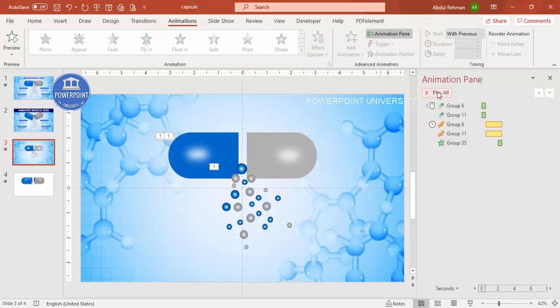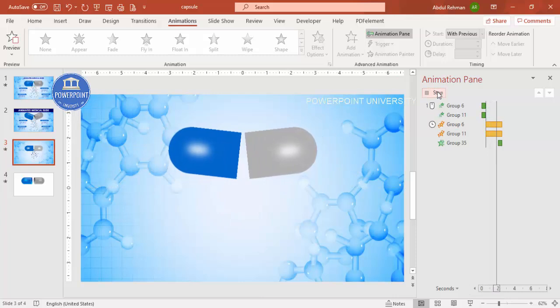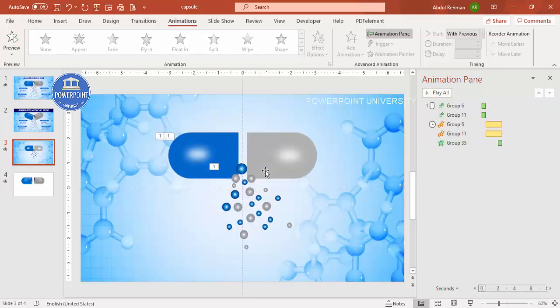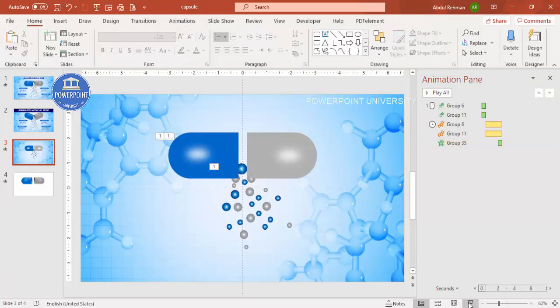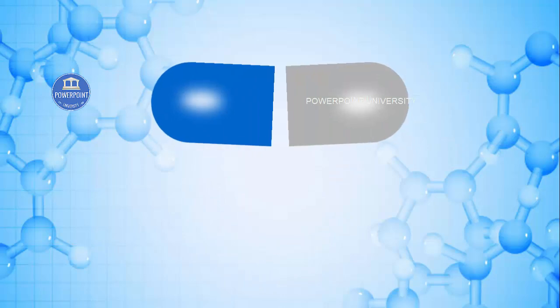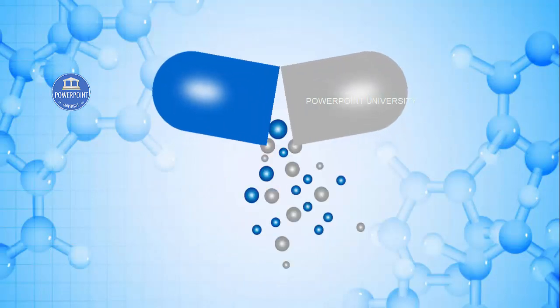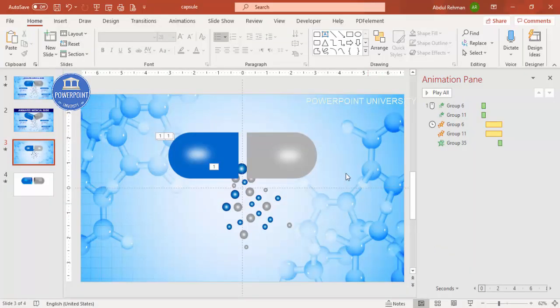So let me just play now. You can see here it comes something like this, and this one I have to send to back. Go to shape format, send to back. Okay, so let me play again. The capsule opens and the contents of the capsule come out, something like this. So once this is done, it's very easy. Now you can add as many options as you like depending on your requirement.